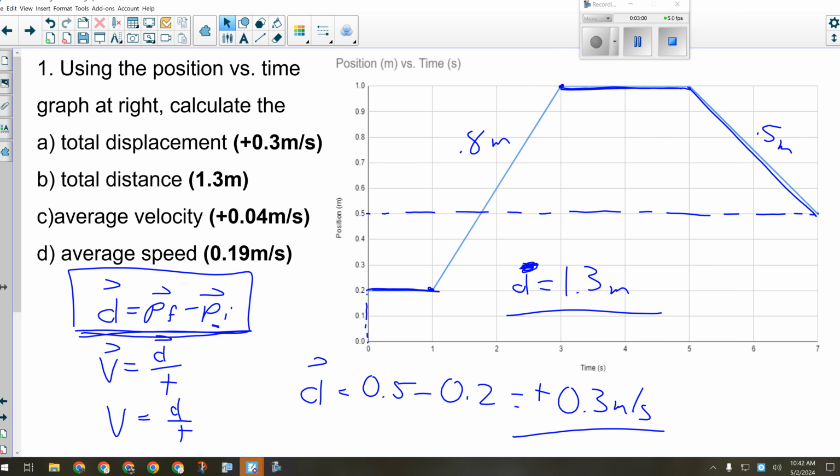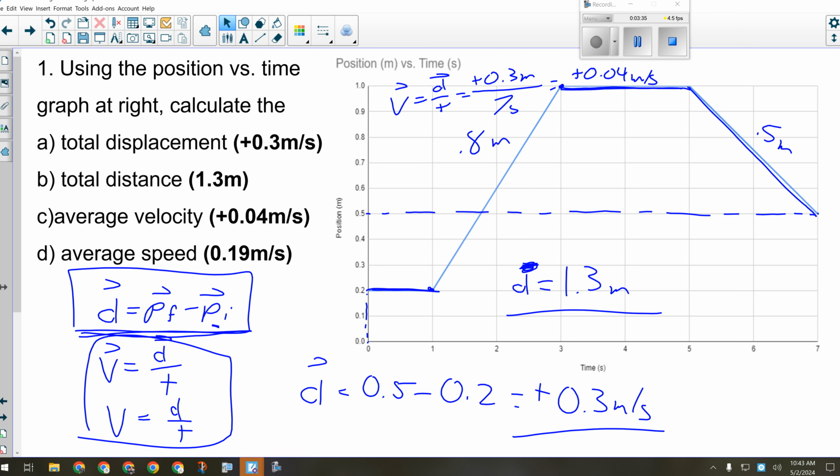Okay, average velocity, average speed. I've already done all the legwork for those by finding the displacement and the distance. I just need to do the calculations involving these two formulas here. So average velocity is going to be the total displacement divided by the total time. I calculated the total displacement to be 0.3 meters. I'm dividing that by the total time, 7 seconds. When I do that, I should get positive 0.04 meters per second. All right, everybody okay with that?